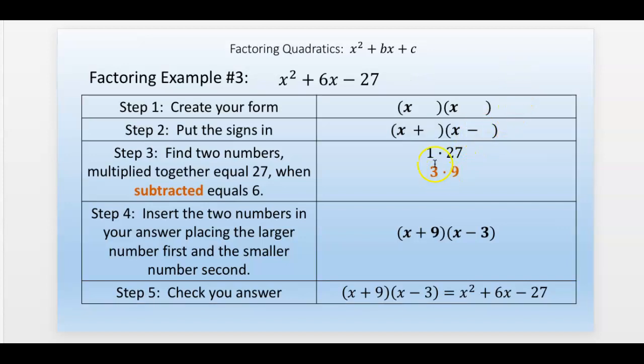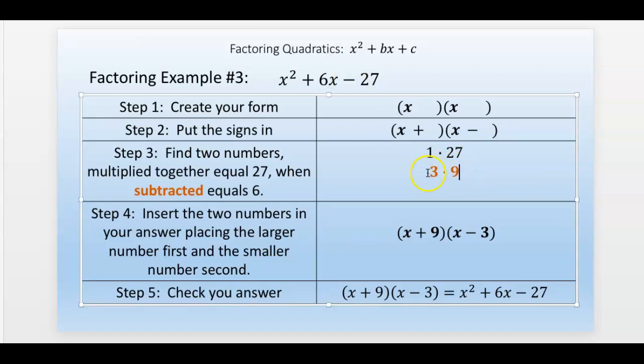All right. Then I factor 27 into factored pairs, but this time I'm looking for two numbers. The difference between them is 6. When I subtract them, I get 6. Use the negative right there. Use that negative, not the one in front of the 6. That negative tells you you're subtracting these two numbers. So here they are, 9 and 3 equals 6.